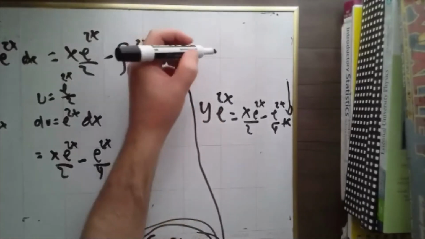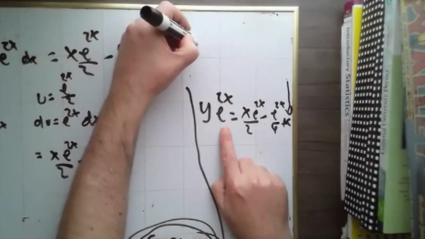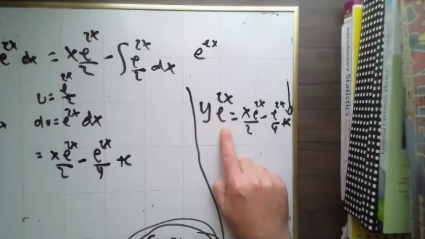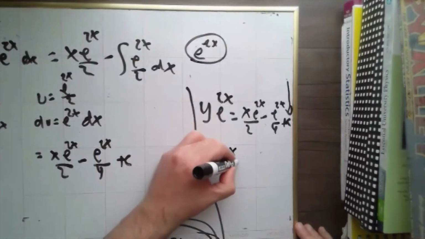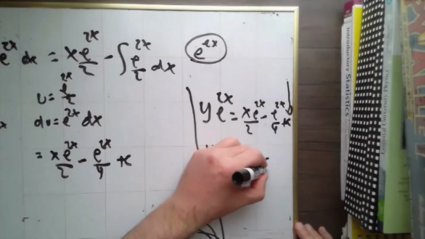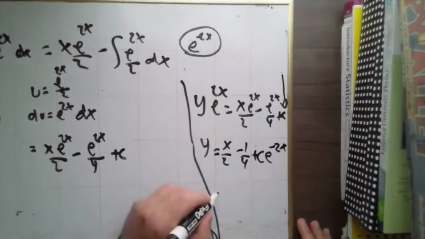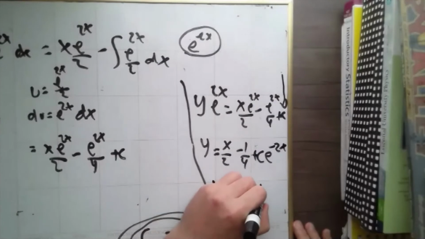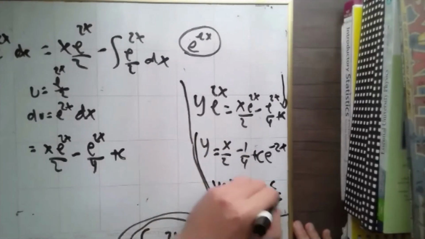Okay, so remember, dividing by e to the 2x is the same as multiplying everything by e to the negative 2x. So I'll get y equals x over 2 minus 1/4 plus c e to the negative 2x. Or I could have written it c over e to the 2x. Either of those is fine.